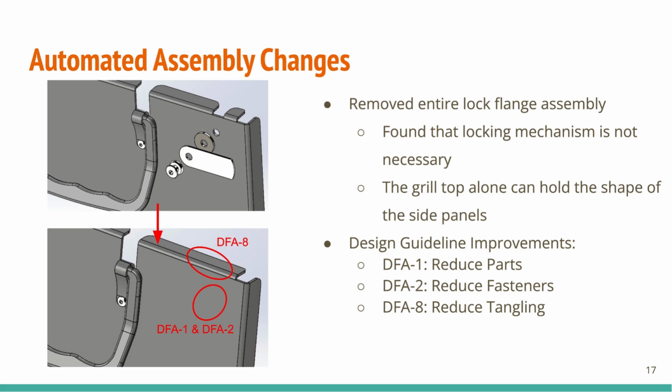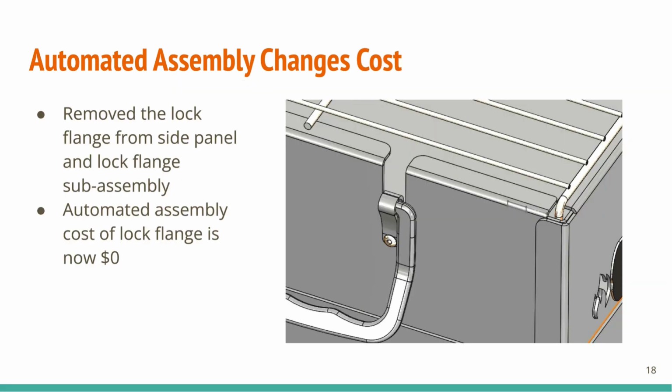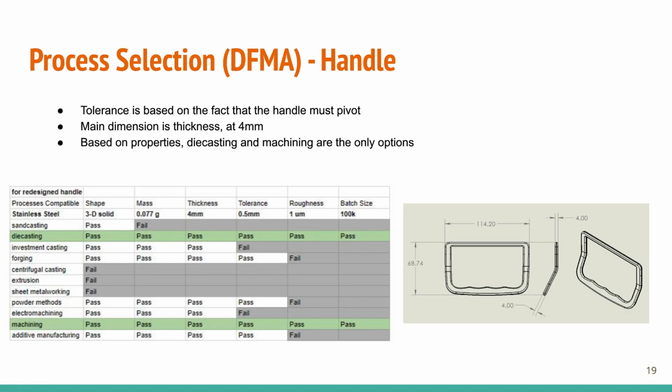In addition to removing the lock flange, we also filled in the top lip, which altogether followed the DFA 1, DFA 2, and DFA 8 guidelines. Because we removed the entire assembly, the new assembly cost is now $0, and a photo of the new side panel is shown here. For process selection, we decided to look at the redesigns done in the DFMA stage, namely the handle and the side panel.